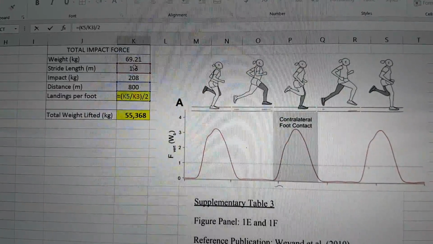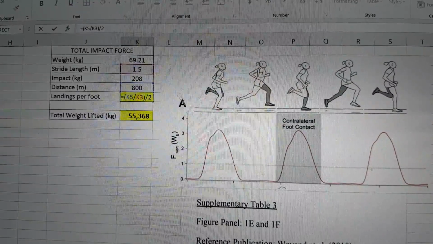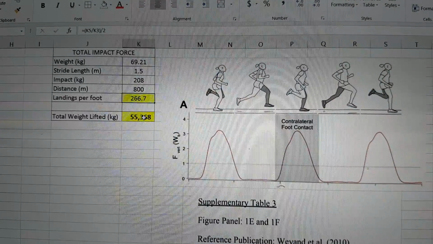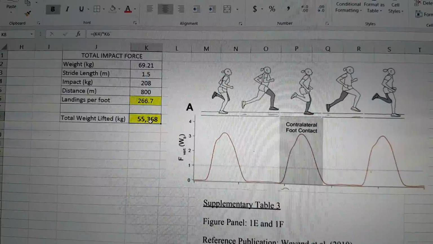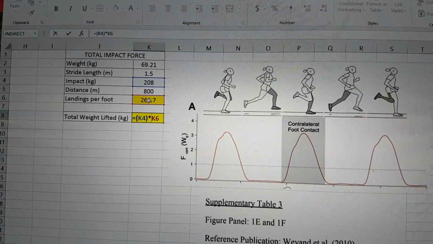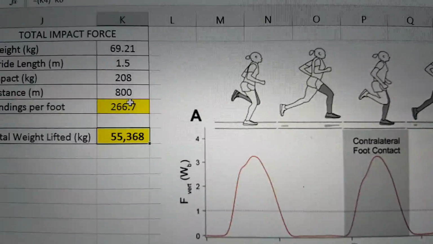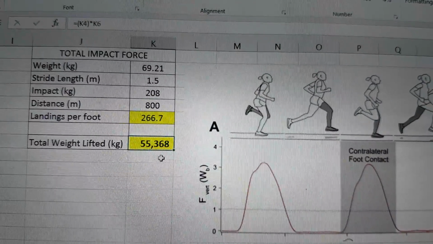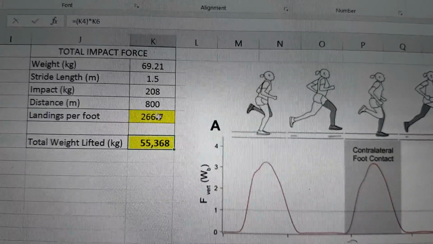And if we assume that this is an 800 meter race, then the landings per foot is nothing but the distance divided by stride length divided by 2, because as I said, it's over 2 cycles, so you need to divide it by 2 to get landings per foot, which then helps us calculate the total weight lifted over that distance, which is nothing but landings per foot times impact force per foot strike, which, as you can see, is a staggering number. It's 55,368 kilograms over the course of 800 meters.